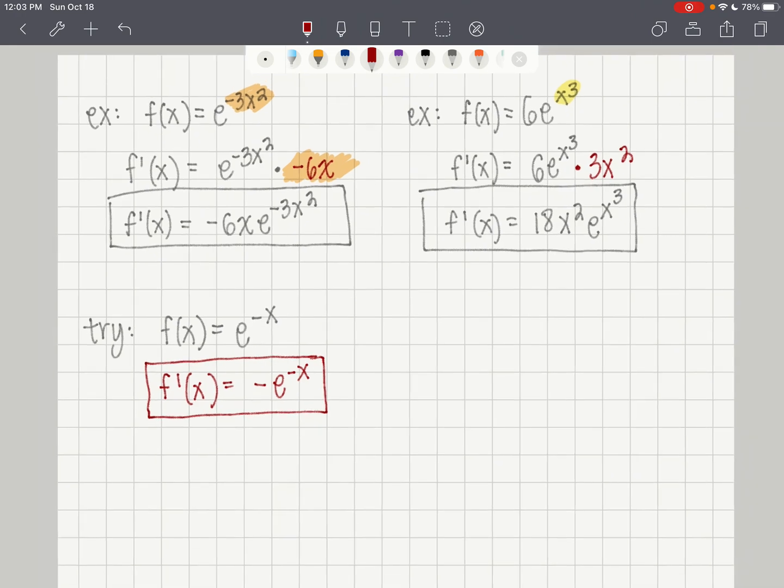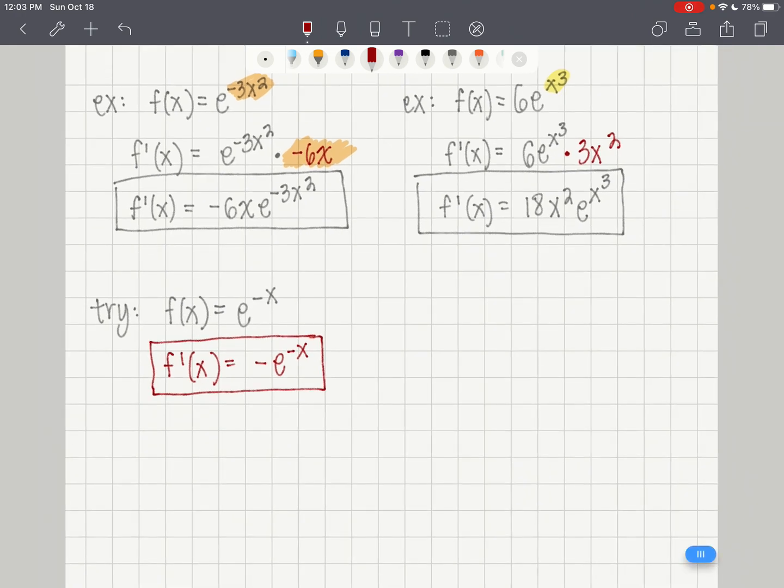Okay, in the next video we're going to explore finding the derivative using the chain rule that we've been using, but combining it with the product rule and maybe even the quotient rule. Whatever rules we have to this point, we can start using together.